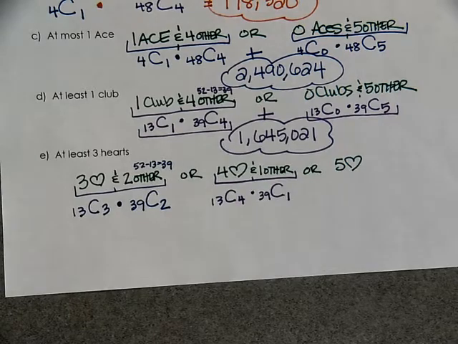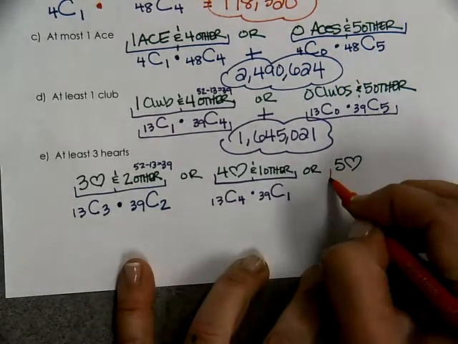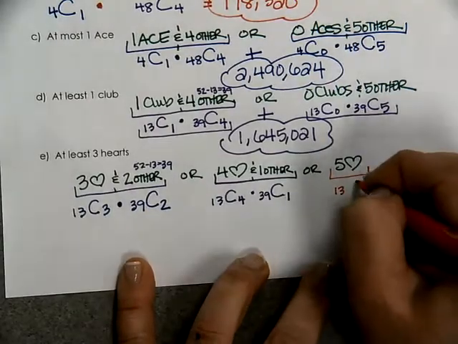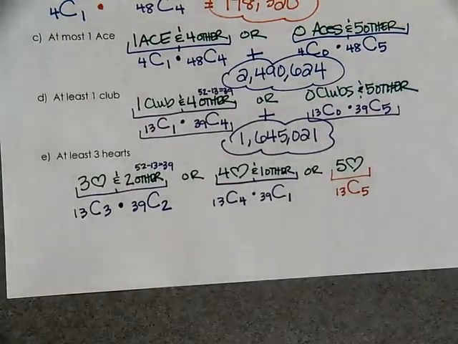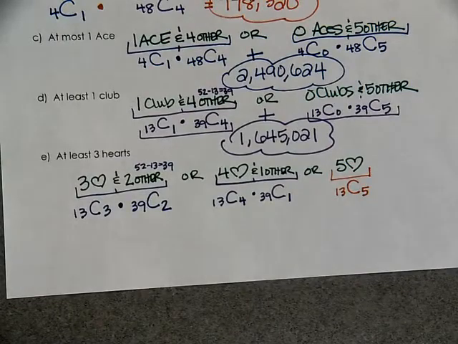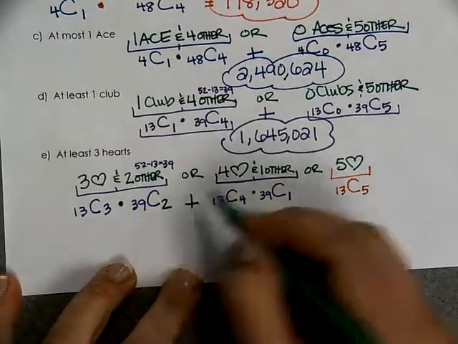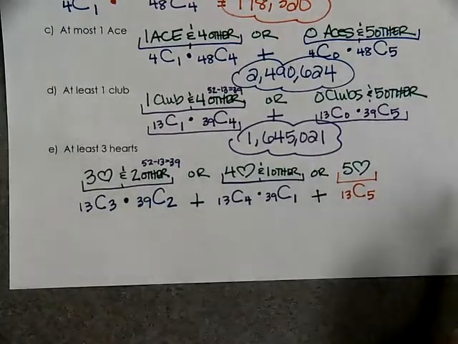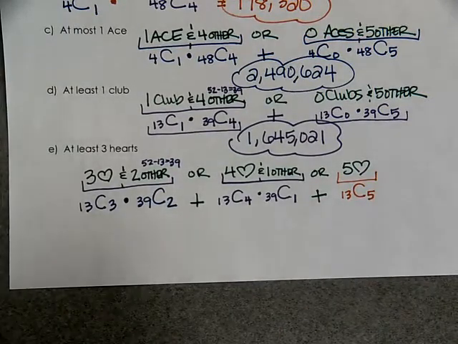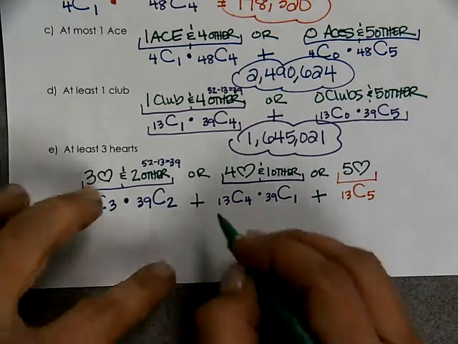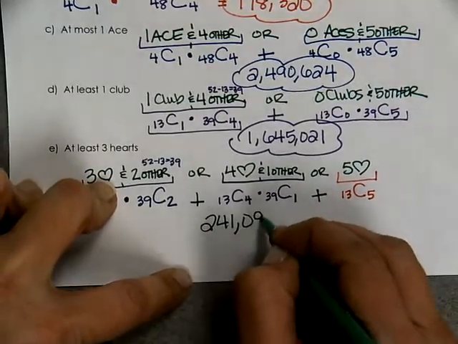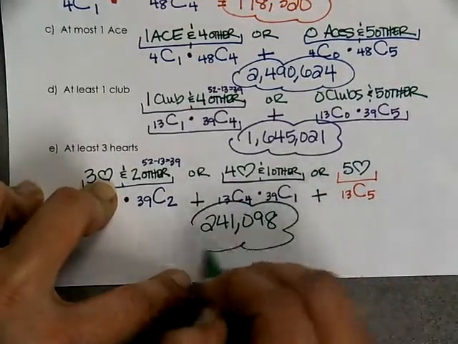And then finally we have the 5 hearts. That means there are 13 hearts, and we want 5 of them. Or means that we would add those components together. And if you add all those pieces together, I got 241,098. I hope I typed that in correctly.